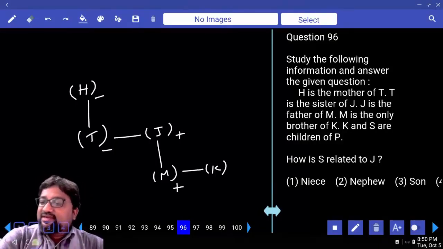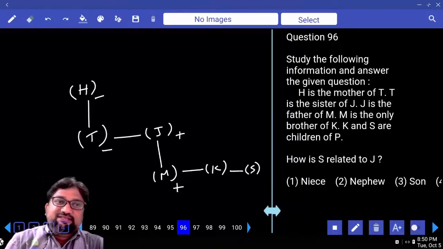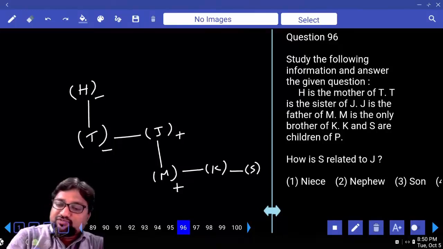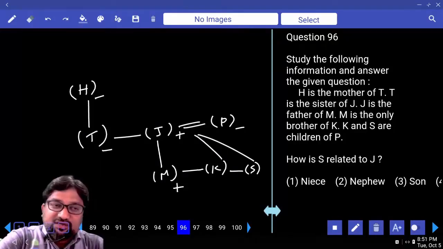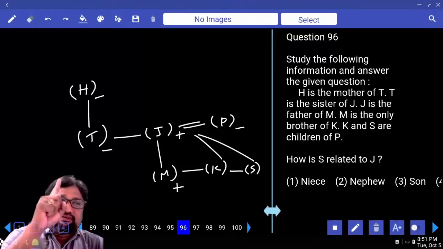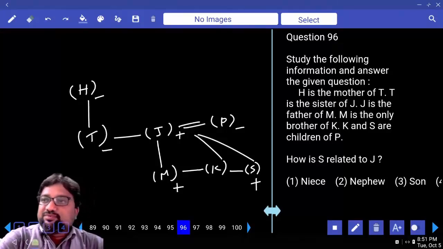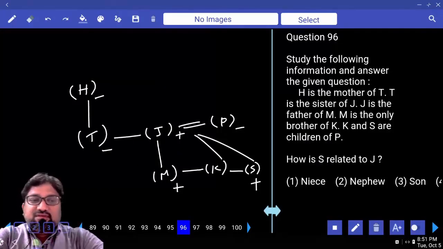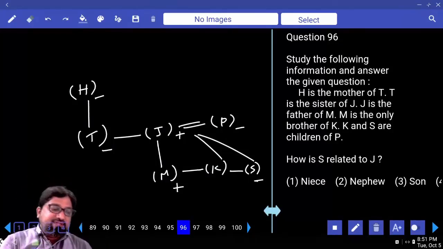Next, K and S are children of P, and K and S are siblings. And these two are children of P. And J is married to P. So J and P have how many children? 3. Now can I decide the gender of S? 100% guarantee I can decide the gender of S. How? Because K has only one brother, and that one brother is M. If I take S as a brother, impossible. So S has to be female.